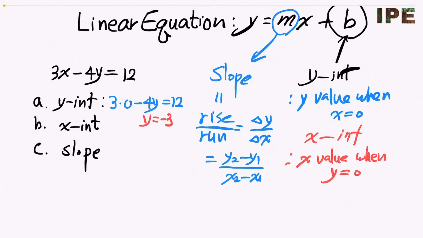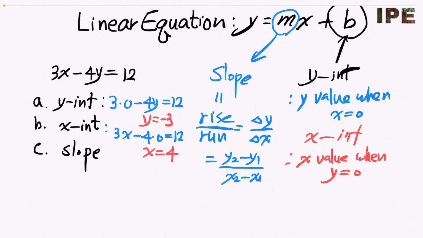Okay. Let me find the x-intercept. X-intercept is the x value when y equals 0. So 3x minus 4 times 0 equals 12. And you can find x equals what? 4. X equals 4.